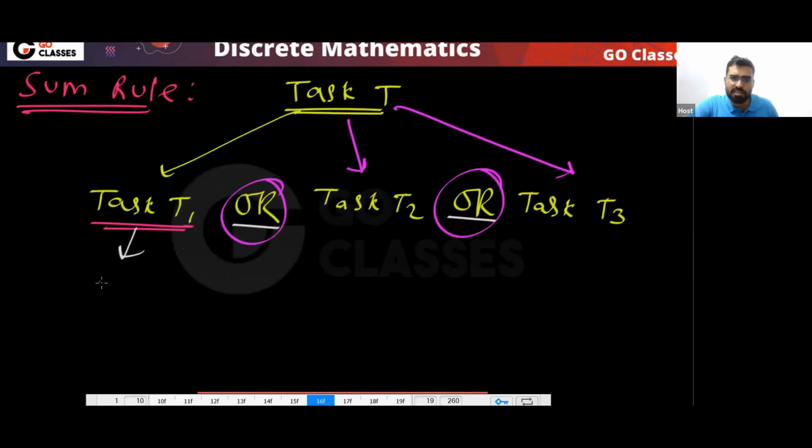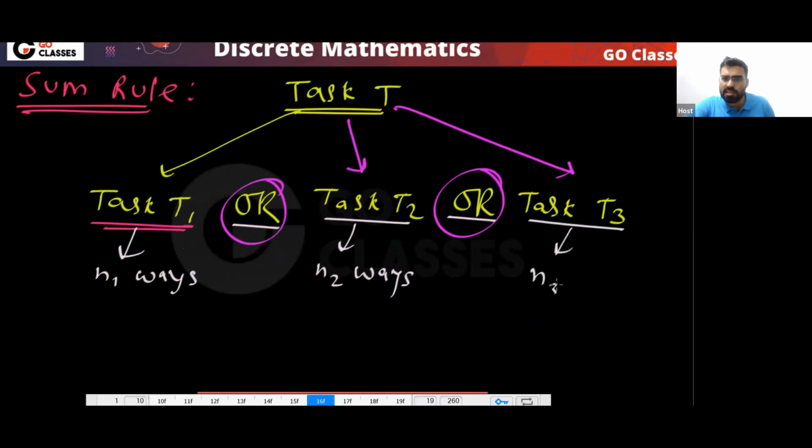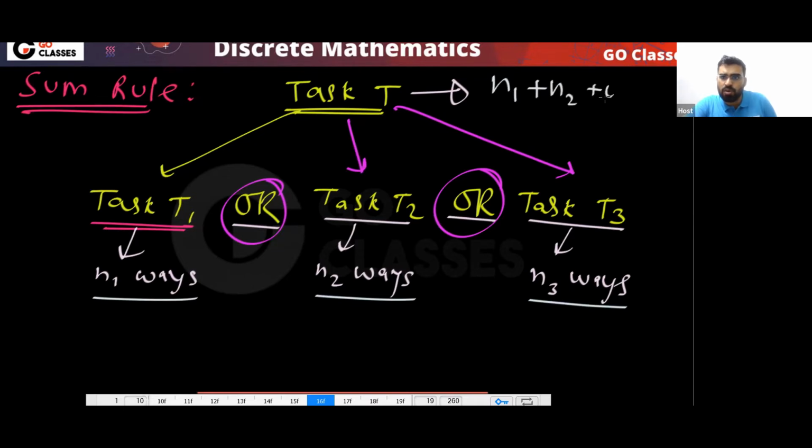Let us assume for task T1 we have N1 ways. For task T2, let's assume we have N2 ways. And to complete task T3, let's assume we have N3 ways. Okay, then tell me how many ways we have to complete task T. N1 ways to complete task T1, N2 ways for T2, N3 ways for T3. So the answer will be, to complete task T, we have N1 plus N2 plus N3 ways.